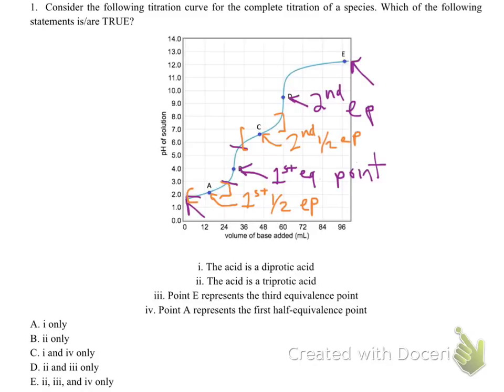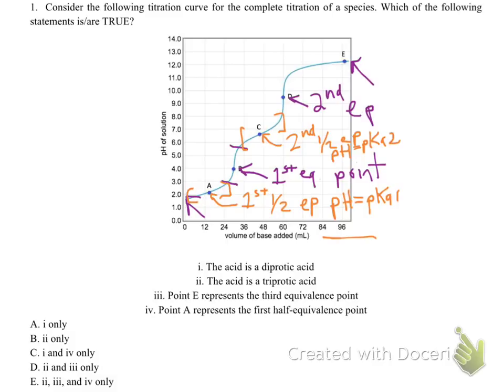And you recall these points are special because at these points, pH equals pKa. And since a polyprotic acid would have multiple pKa values, this is going to be pKa1, and this is going to be where pH equals pKa2.